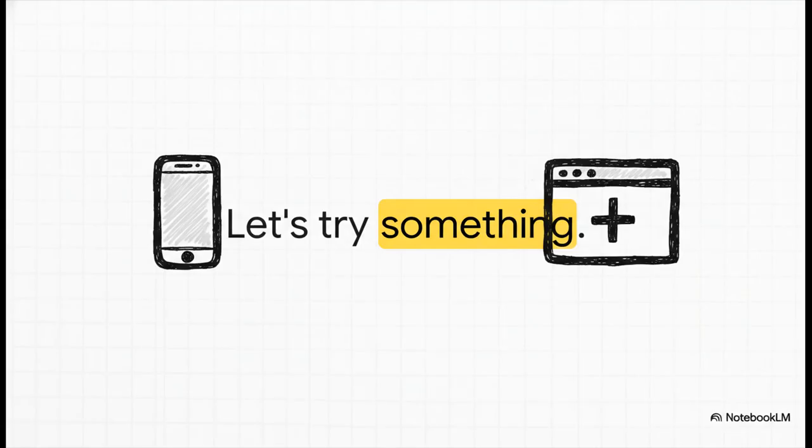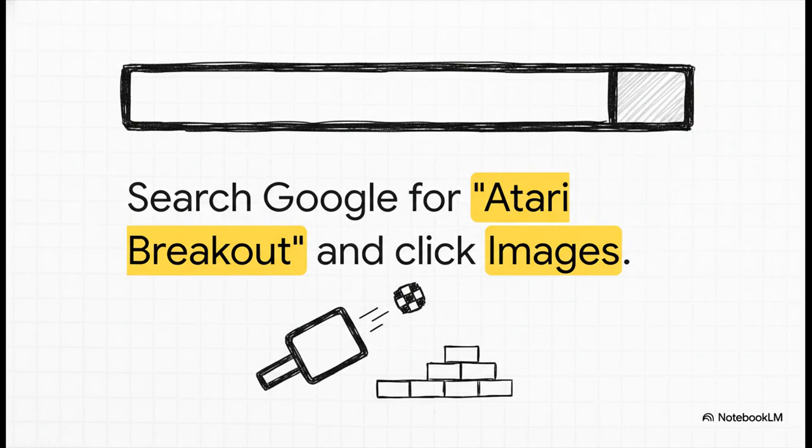Okay, to show you what I mean, let's actually try something right now. Go ahead and grab your phone or just open a new tab on your computer. I'll give you a second. All right, ready? Go to Google and search for the phrase Atari Breakout. Then click over to the Images tab, and bam! All the image results just turned into bricks, and you're literally playing the classic arcade game right there in your browser. How cool is that?